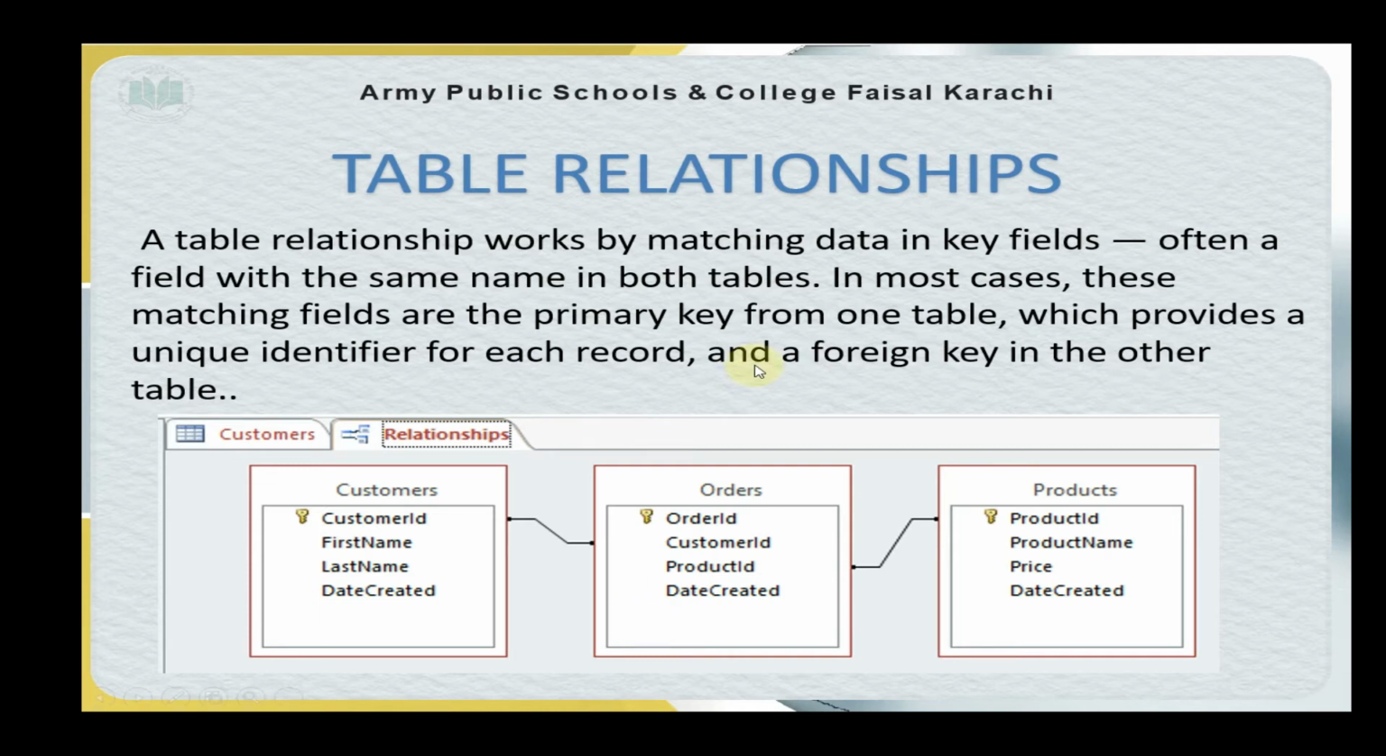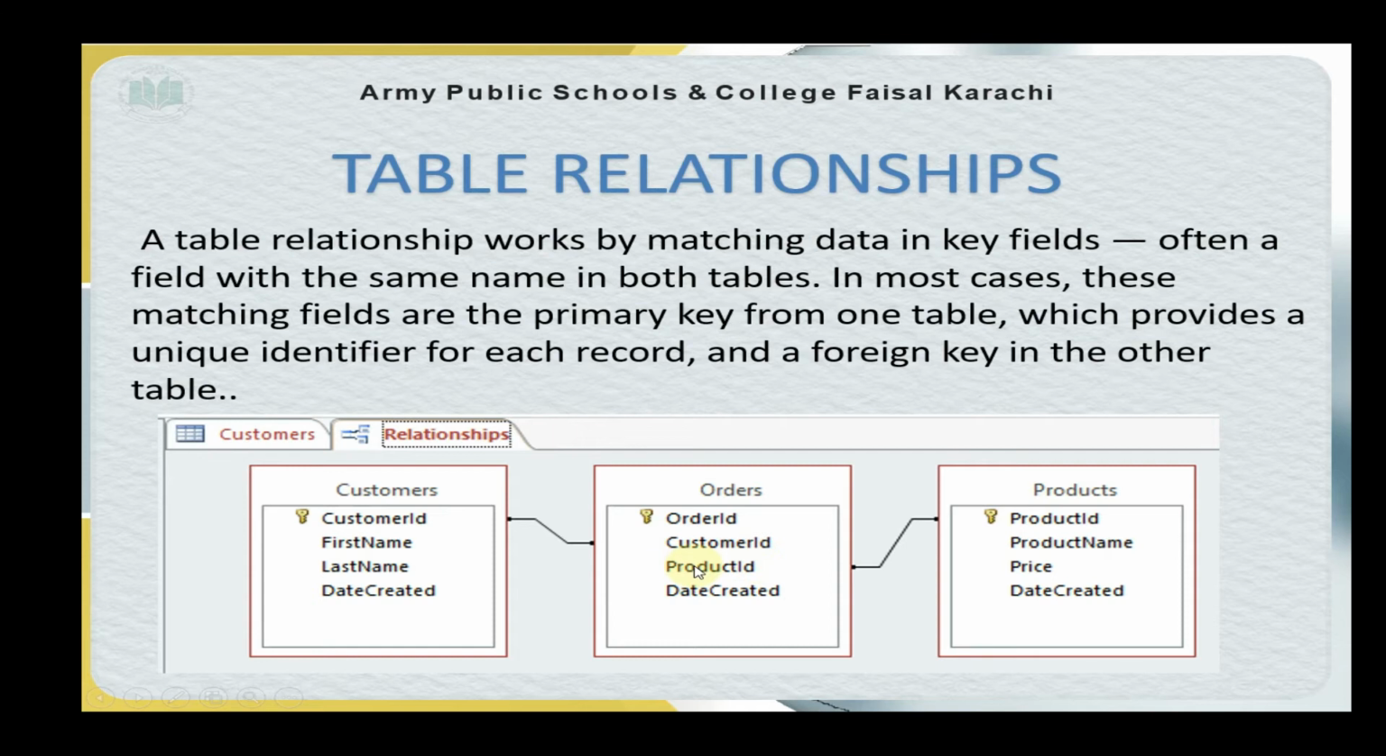A table relationship works by matching data in any field, often a field with the same name in both tables. In most cases, this matching field is the primary key from one table, which provides a unique identifier for each record, and a foreign key in the other table. The primary key is actually very useful when you want to relate two of your tables.